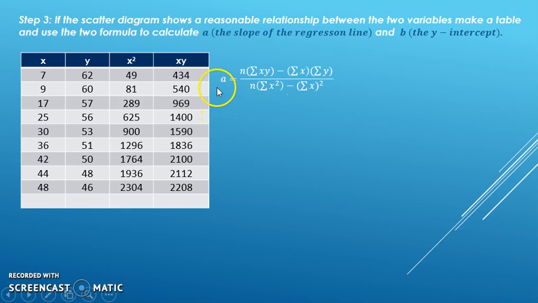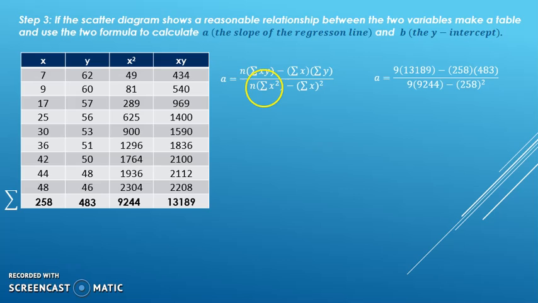Now, you'll notice from the formula that we use to find A that we need the sum of all these columns. So let's find the sum of x, which is 258, the sum of all the y's, 483, the sum of all the x squared, 9,244, and the sum of xy, 13,189.